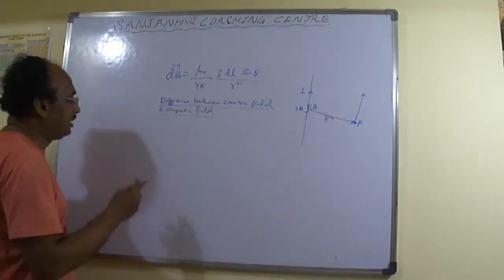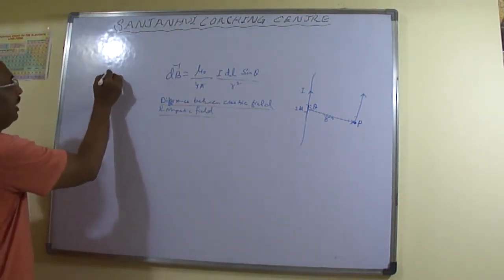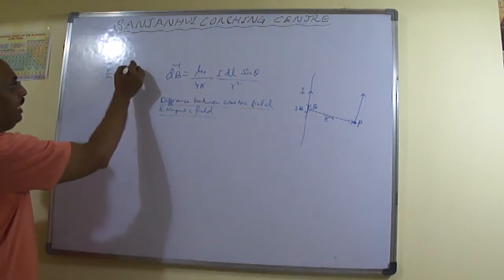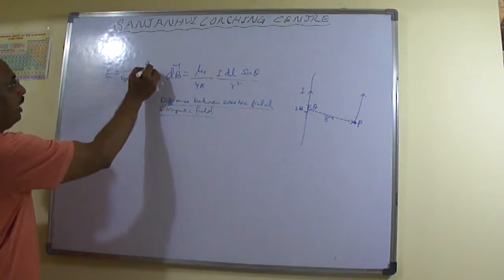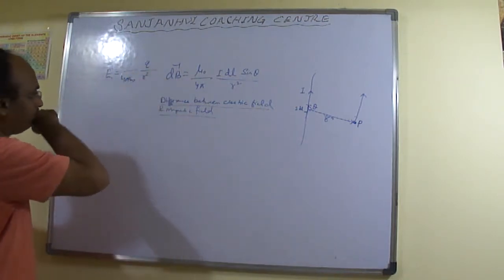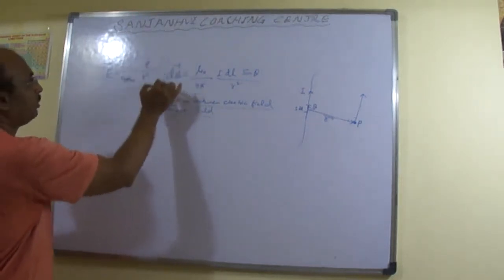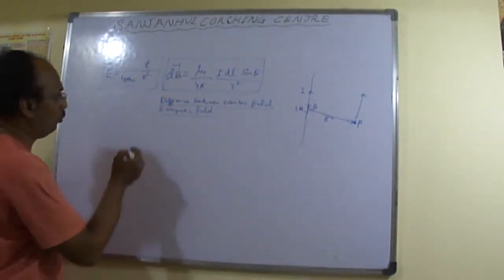Right, so we had a discussion on that magnetic field. Magnetic field is already mentioned here. If I am writing electric field, then it will be 1 by 4 pi epsilon 0 and q by r square. So this was electric field and this is magnetic field. Now what is the difference between these two?